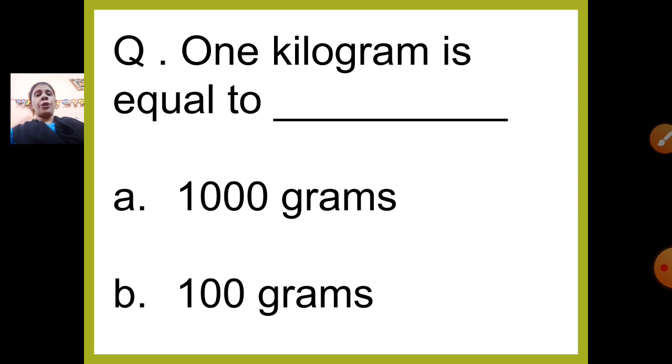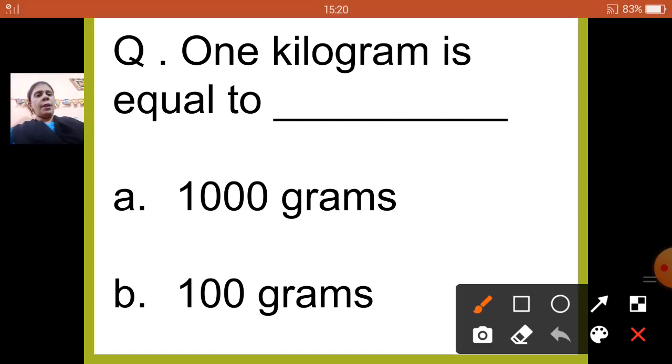What has the teacher taught you? 1 kg is equal to how many grams? 1000 grams. 1 kilogram is equal to 1000 grams.